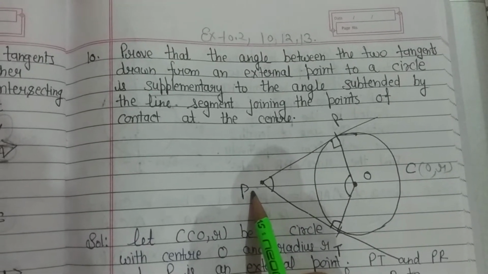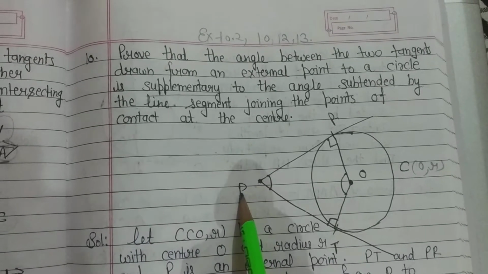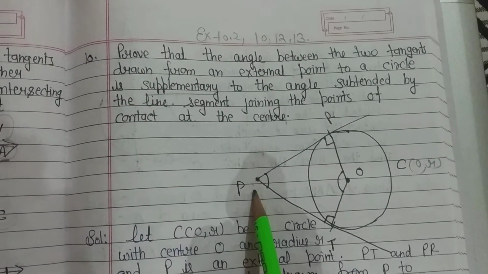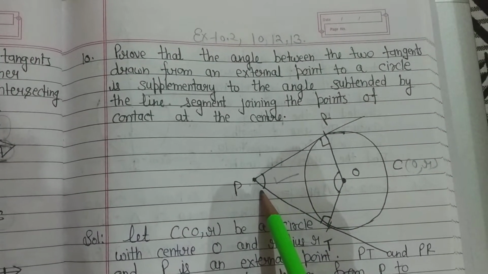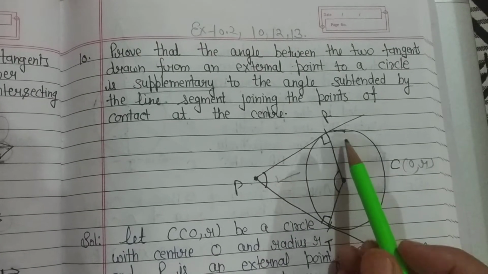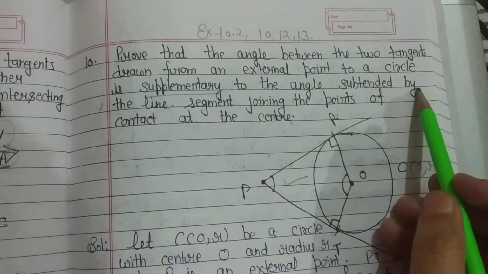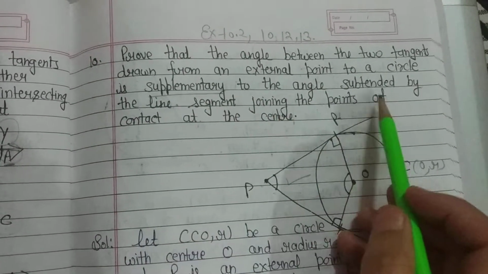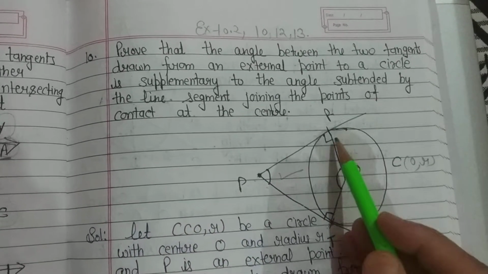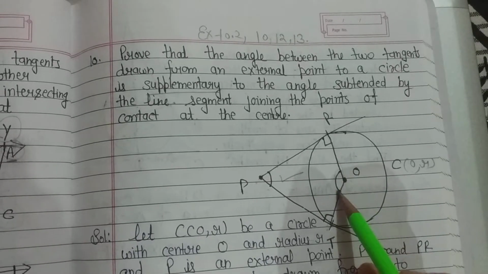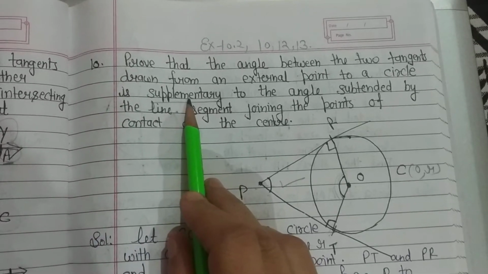P is an external point, PR and PT are the two tangents drawn from this external point. Now we have to show that the angle between these two tangents, this angle P, and the angle between OR and OT, the angle subtended by the line segment joining the points of contact at the center, this line and this line, about this angle, both the angles are supplementary. We have to prove this.